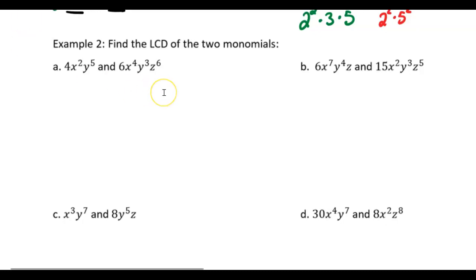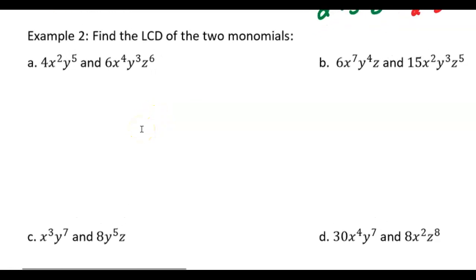Okay, now let's do this same concept just with monomials. So with variables, but not with polynomials. So they're not adding or subtracting. So what we're going to do is same concept. I'm going to take this 4. I don't really have to do a factor tree since I know 4 is 2 times 2. So I'm going to write this as 2 squared, that's 4, x squared y to the 5th.